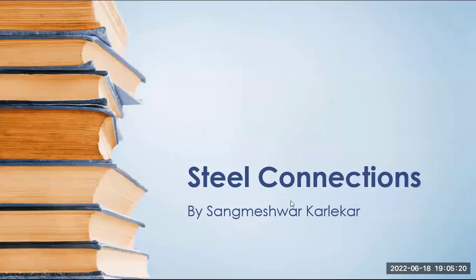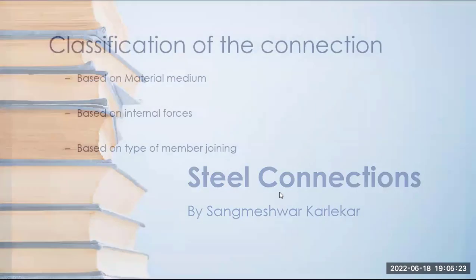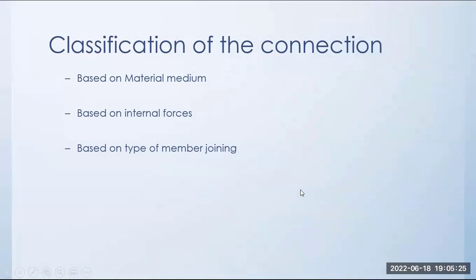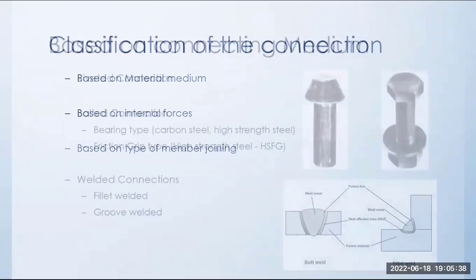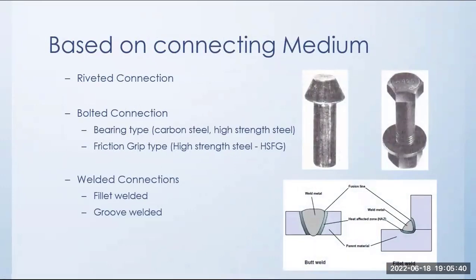Okay, steel connections. The classification is based on the material medium, the internal forces being transferred from one member to another, and the type of member joining, whether it is beam, column, or beam to beam connection like this. Riveted connections, as I told you, are now mostly obsolete, and only in very limited structures are they used. In 95% of structures, the connections are made by bolted connections.